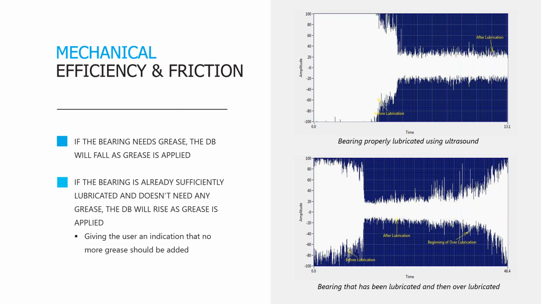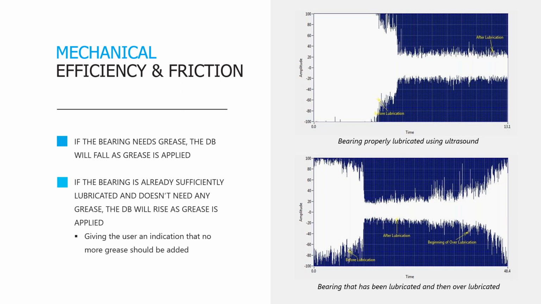Now, what happens if we go out to lubricate a bearing that is already sufficiently lubricated and doesn't need any more grease? Ultrasound is going to give us a pretty quick response, in that if we start to apply more grease than what's needed, the decibel level will start to increase. So if we ever notice that on our grease caddy or on our ultraprobe, then we know that we need to stop applying grease, because we've reached the threshold where we've started to apply too much grease.